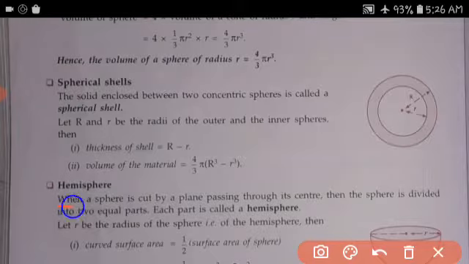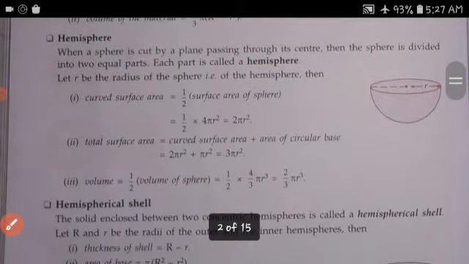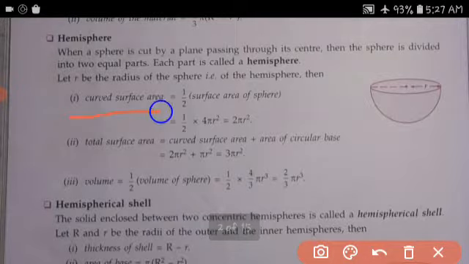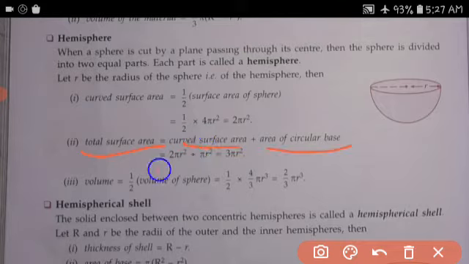Now when a sphere is cut by a plane passing through its center, the sphere is divided into two equal parts. Each part is called a hemisphere. Now the curved surface area is half the surface area of a sphere, half into 4 pi r square, equal to 2 pi r square. Now the total surface area equals the curved surface area plus the area of the circular base: 2 pi r square plus pi r square equals 3 pi r square.